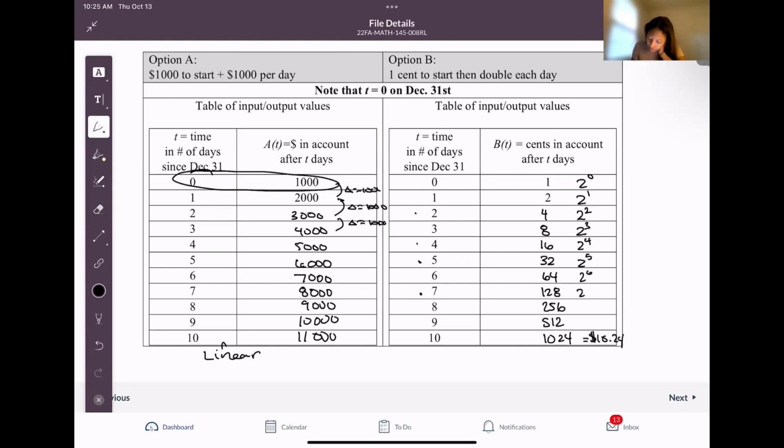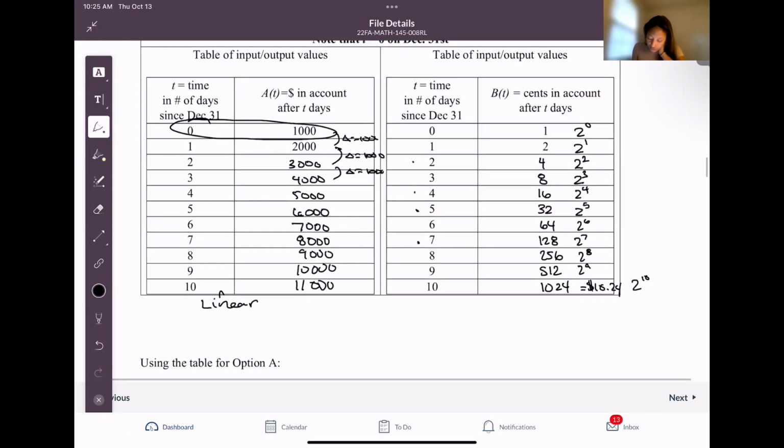2 to the 6th, 2 to the 7th, 2 to the 8th, 2 to the 9th, and 2 to the 10th. So it's not on here, but what if I wanted to know how much money we have at the 22nd day? That would be 2 to the 22nd power. Whatever day we're on, that gives us our exponent in this case.